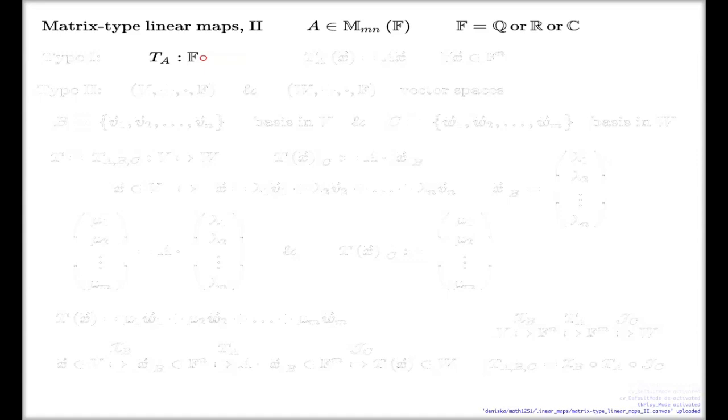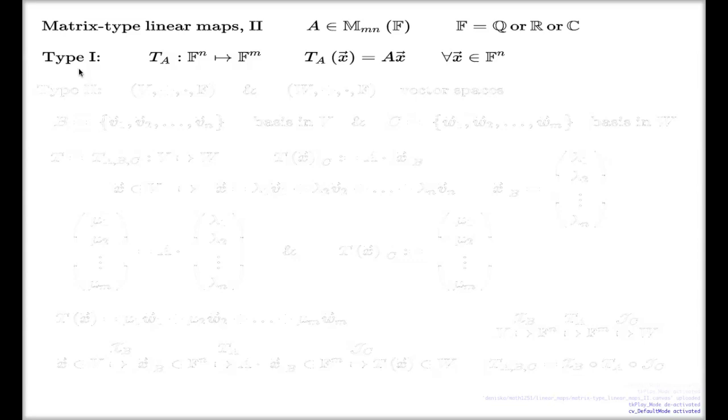In what it does, it maps n-tuples into m-tuples by simply multiplying n-tuples with the matrix A. This type of linear map we have discussed with you. We proved it is a linear map and everything else. And for the purposes of the current slide, I will call this type 1 matrix type linear maps. It's not an official name. It's just for the purposes of the current slide.